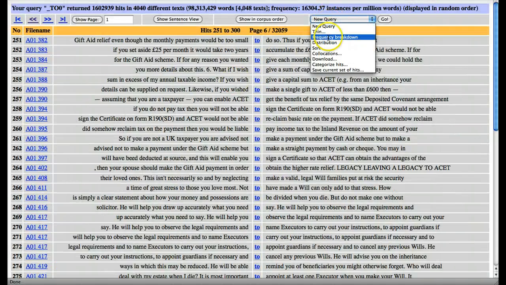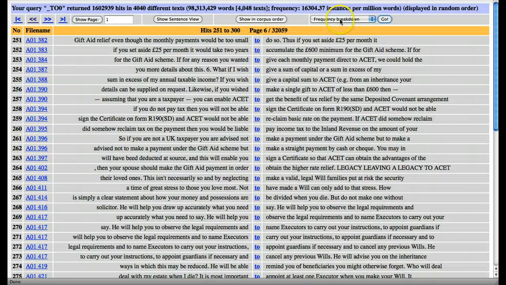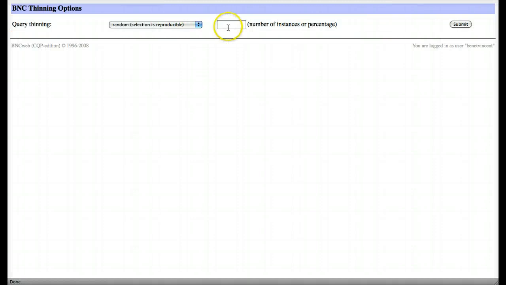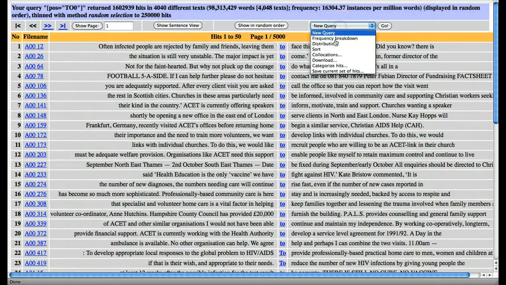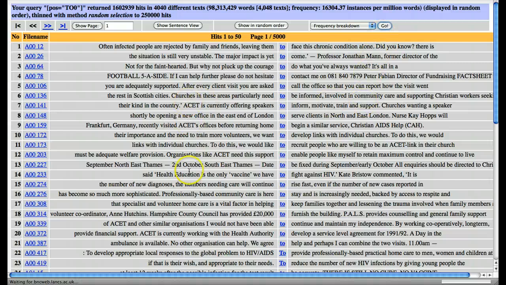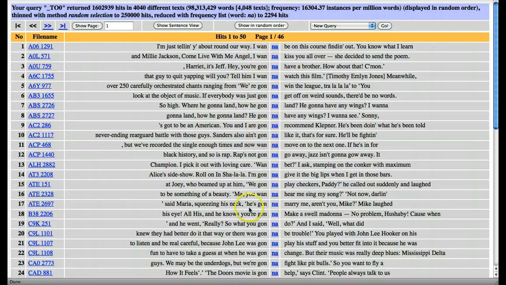Actually, the simplest way of doing this, again, is to do a frequency breakdown. Of course, this is an important thing to mention. If you have too many hits, the maximum you're allowed to do is 250,000. So we need to thin it first. We'll take the maximum we're allowed. So this randomly selects 250,000 of the 1,600,000 we had. Now we can check the frequency breakdown. Again, it'll take a little while. And we'll notice here that to, of course, is the most frequent, followed by na, but part of gonna, I imagine. And there's a few others here too, just if we want to check that. Wanna and gonna. And all the information is here given at the top.